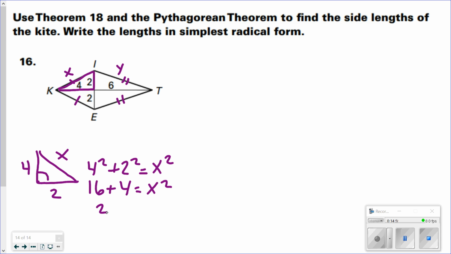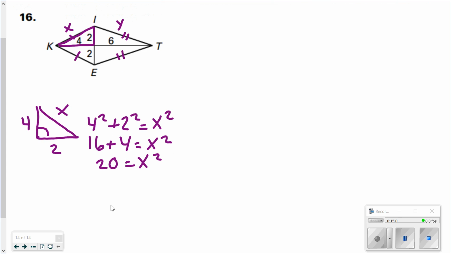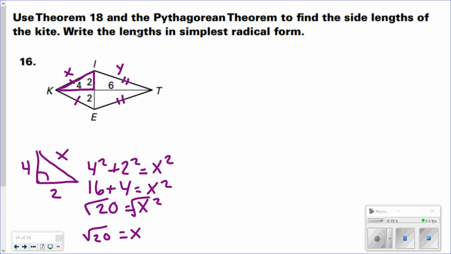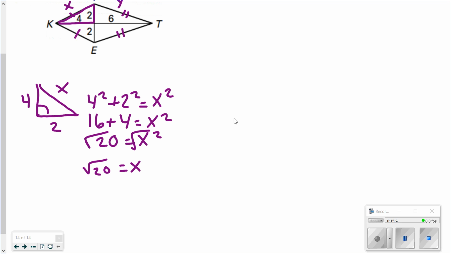So 20 is equal to x squared, but I don't care about x squared, I care about x. So to get x by itself, I need to square root each side. So the square root of 20 is equal to x. Now it did ask us to write our answer in simplest radical form. So what perfect square number is divisible by 20? That would be 4, and we know 4 times 5 is 20. So I can rewrite the square root of 20 as the square root of 4 times the square root of 5, which we know is equal to x.